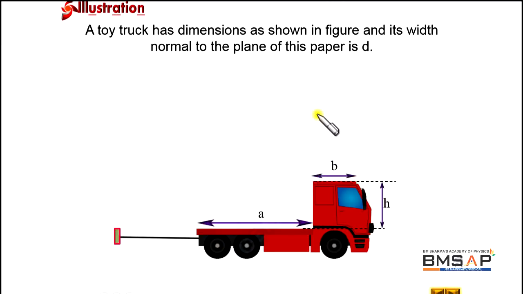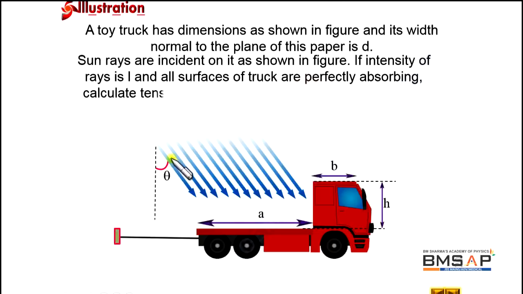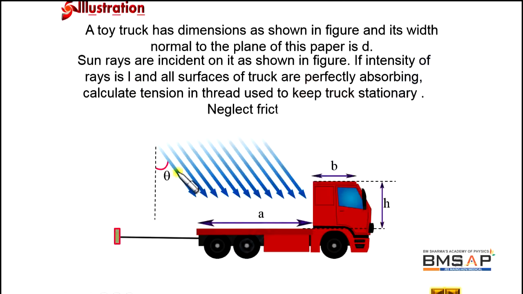Okay. Now, let us move to the next part of the question. The sun rays are incident on it as shown in the figure. You can observe the sun rays having intensity capital I incident on the truck at angle theta with the vertical. And we need to assume all surfaces of the truck are perfectly absorbing. That is, no part of the radiation is reflecting back. We need to calculate the tension in the thread, this thread used to keep the truck stationary, and we need to neglect friction. Okay, this is the complete question.